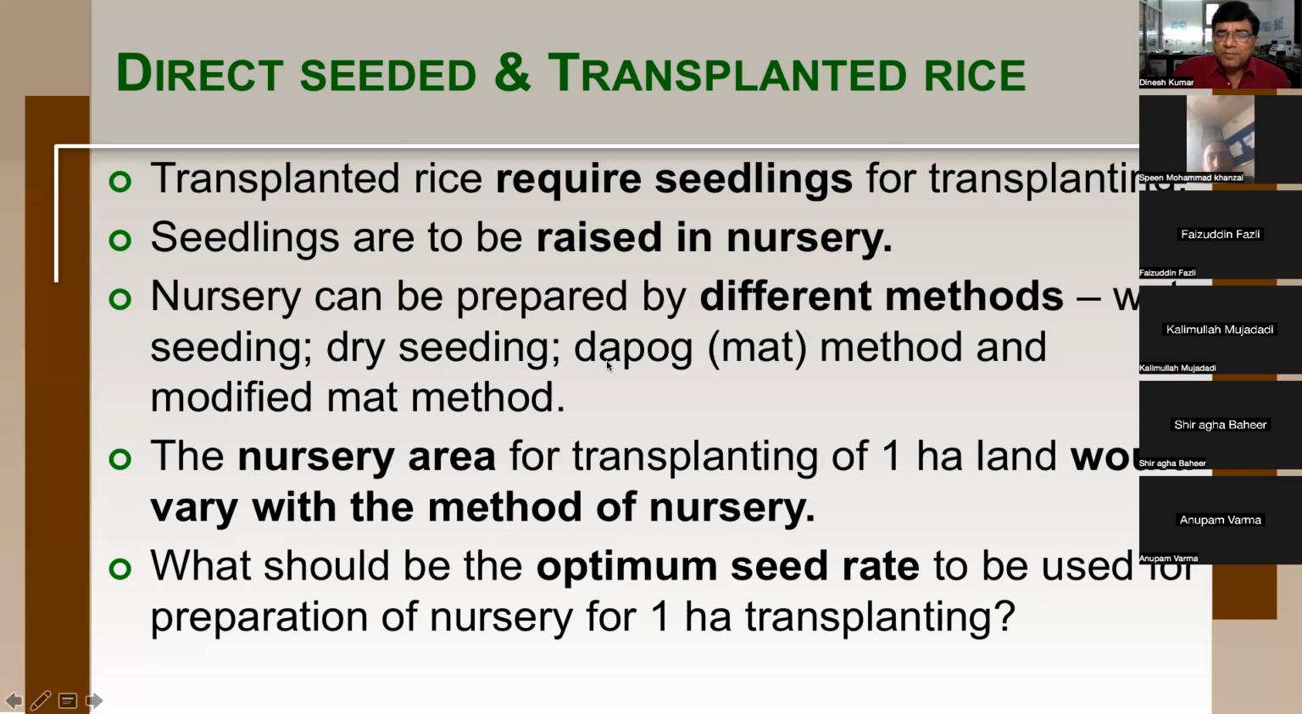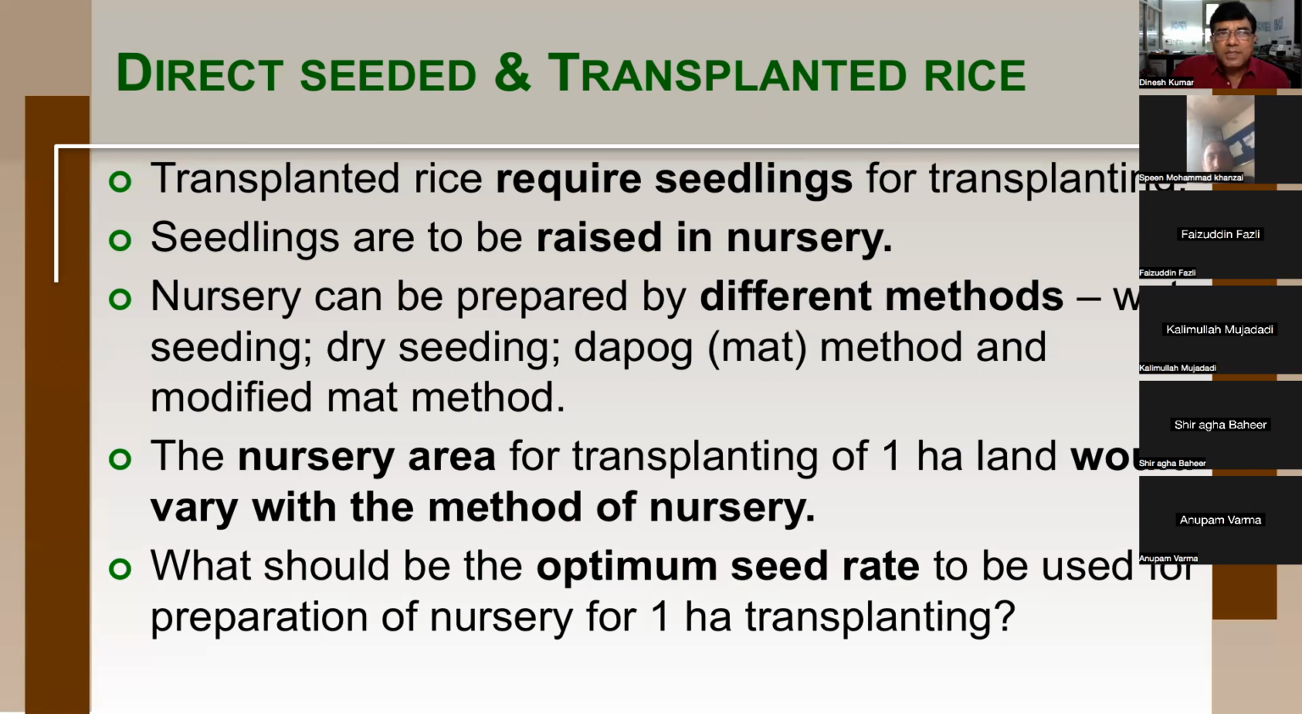Then there is one more method which is called the Dapog method. Dapog method or MET method is also used, and a modified MET method is also there. But across the world, in most of the Asian countries, the most common method is the wet seeded nursery. It means the nursery is prepared under wet conditions. First you go for puddling of the land, and after puddling you prepare the fields, and then you go for seeding of the pre-germinated seed of rice. So that is your wet method of nursery.